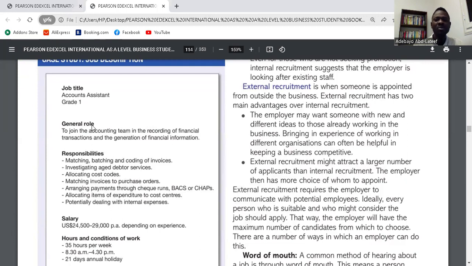So the first advantage about recruiting external workers is that the external recruit might be coming with a different experience than the ones that you have with your existing employees. And that brings a fresh idea into the business, and that might make the business more competitive.